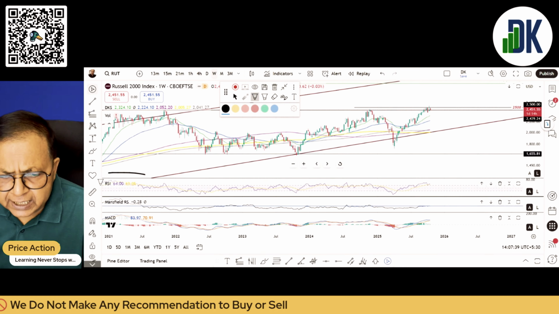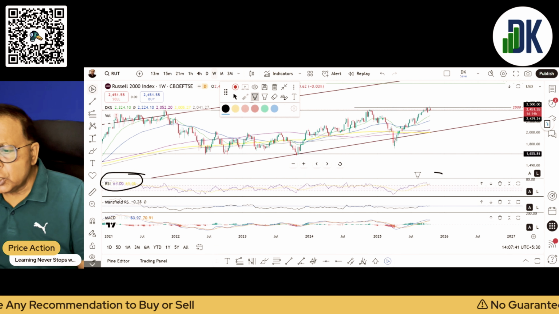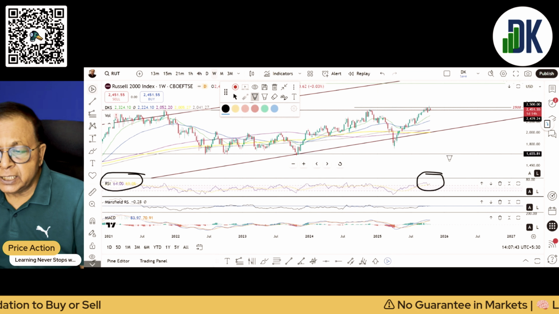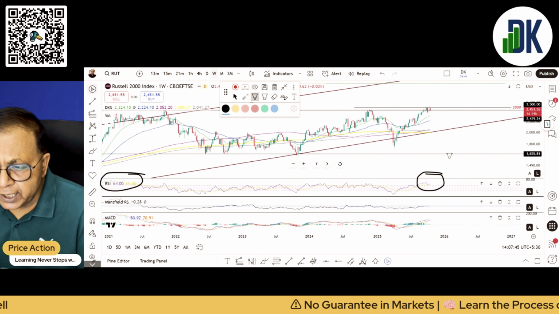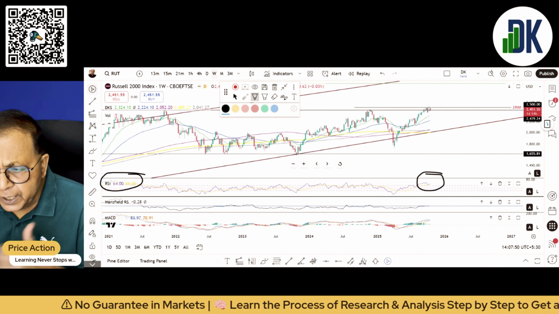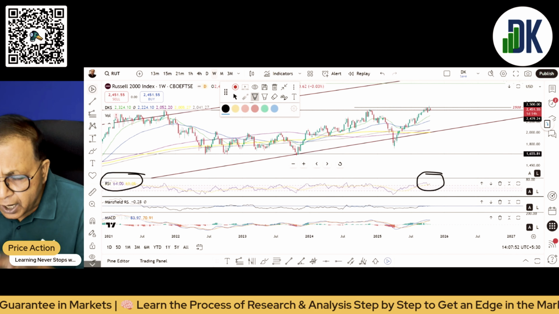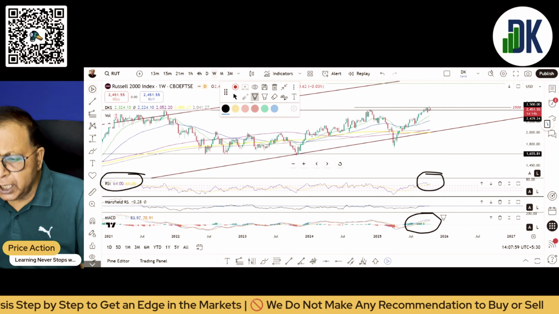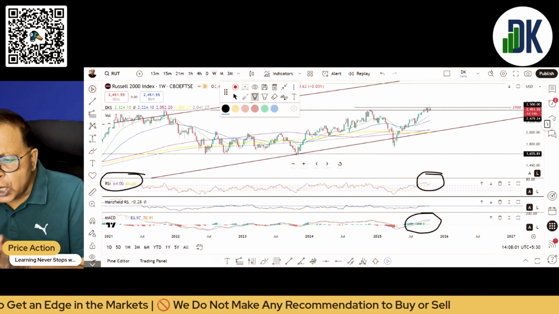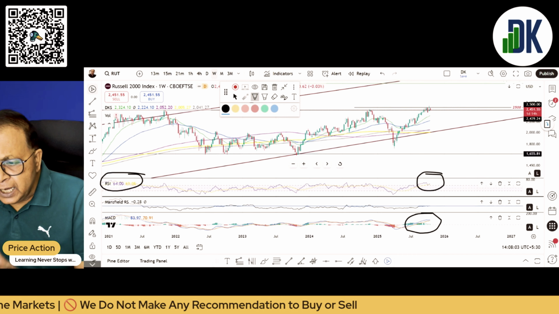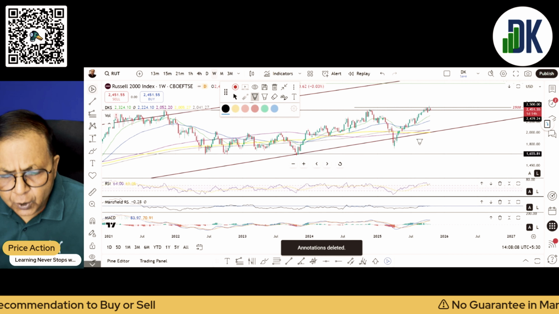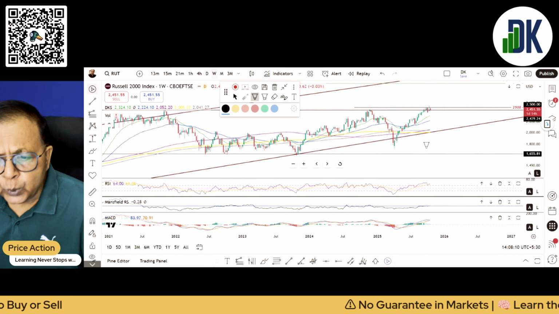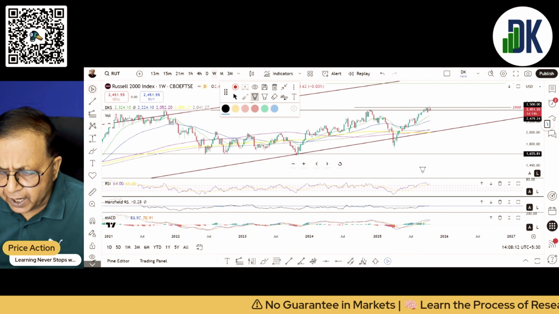Look at RSI. In the weekly chart also, RSI is above 60, and it is taking support at the 60 level, which is a typical sign of the security being in the markup phase. Look at MACD. MACD here too shows some kind of loss of momentum, but still it is in bullish territory.